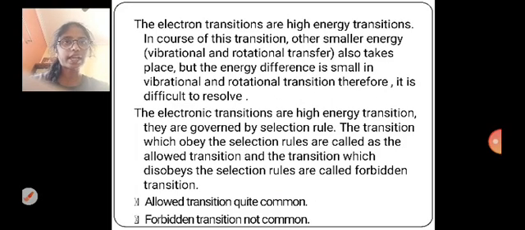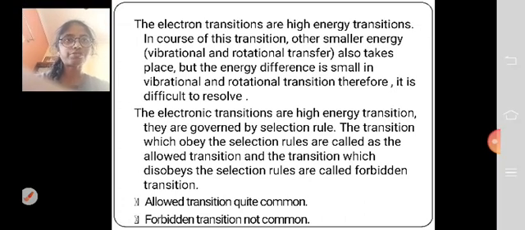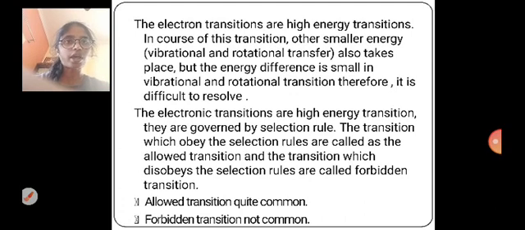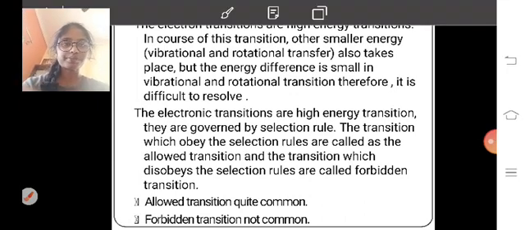The electronic transitions are high energy transitions. In the course of this transition, other smaller energy vibrational and rotational transitions also take place, but the energy difference is small in vibrational and rotational transitions. Therefore, it is difficult to resolve. The electronic transitions are governed by the selection rules.